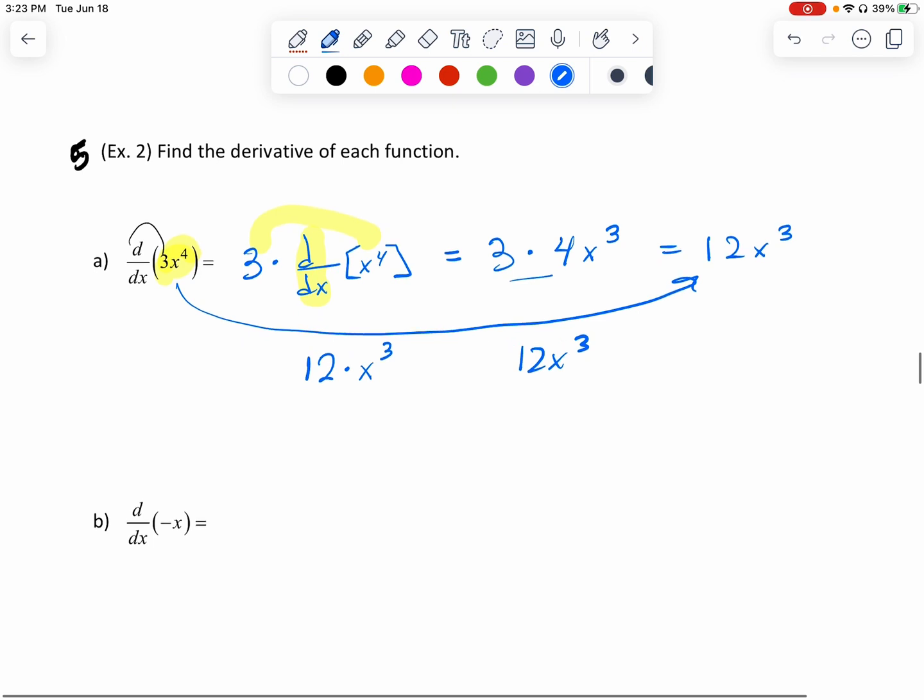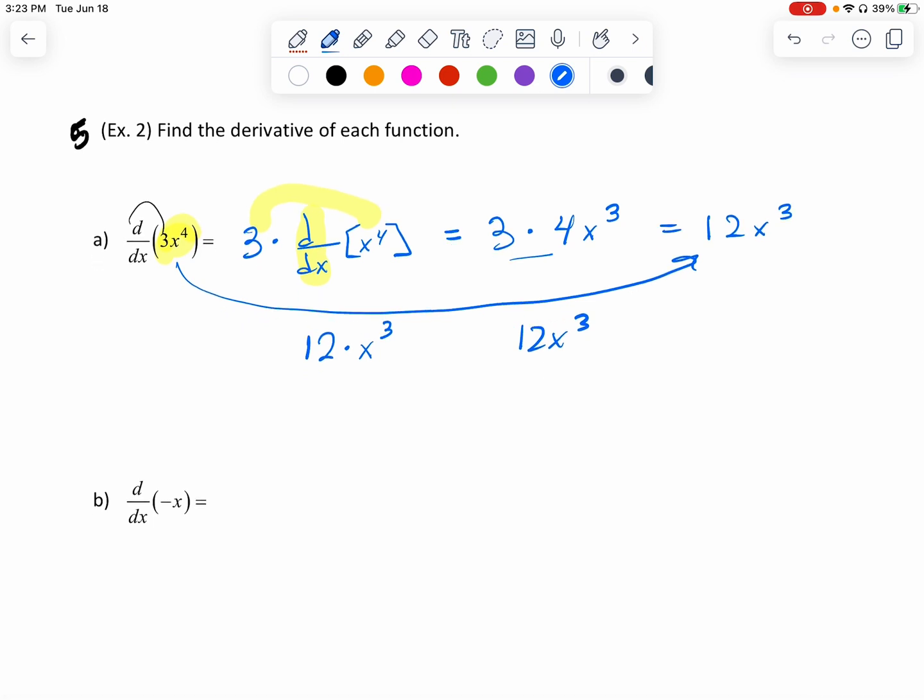All right, let's try another one. So if I have negative x, then it's kind of like having a negative 1 out in front. So I can pull out that negative 1 and then just take the derivative of x, which we know is 1. So negative 1 times 1 is just negative 1.